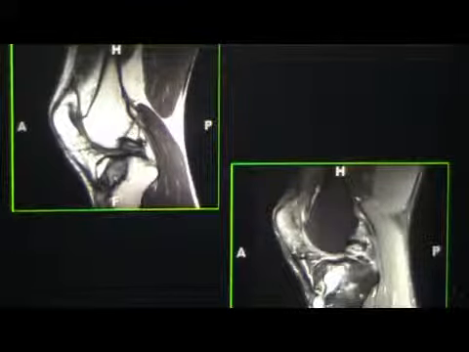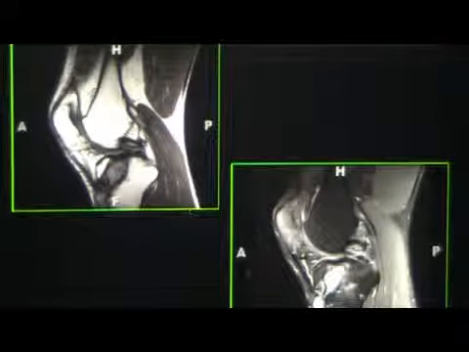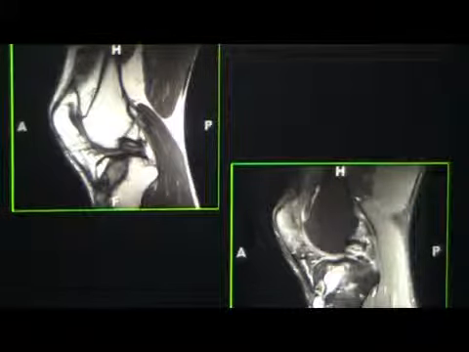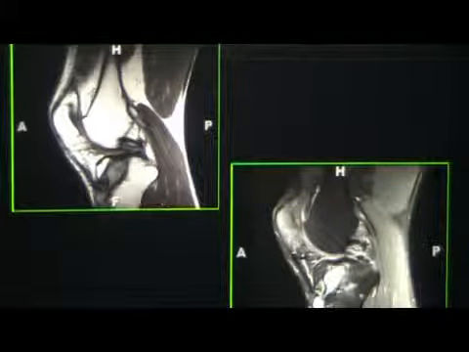Here's an ACL graft which has mucoid degeneration, and due to that, there is edema there. And if you look on the non-fat side, there is nothing there, so you don't worry about that. That's just a post-op change.